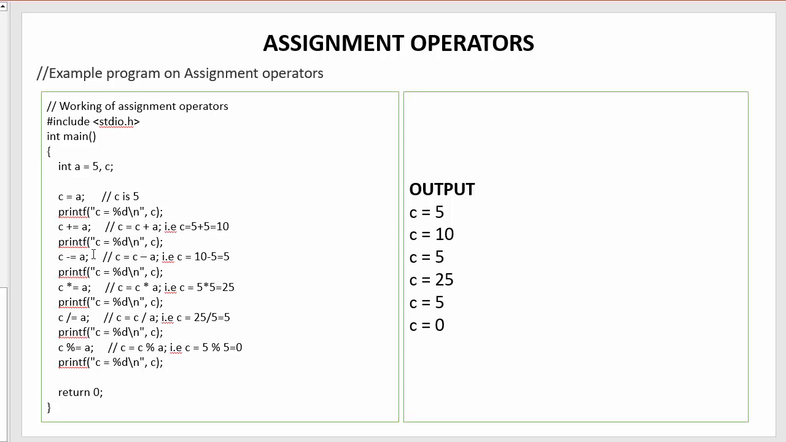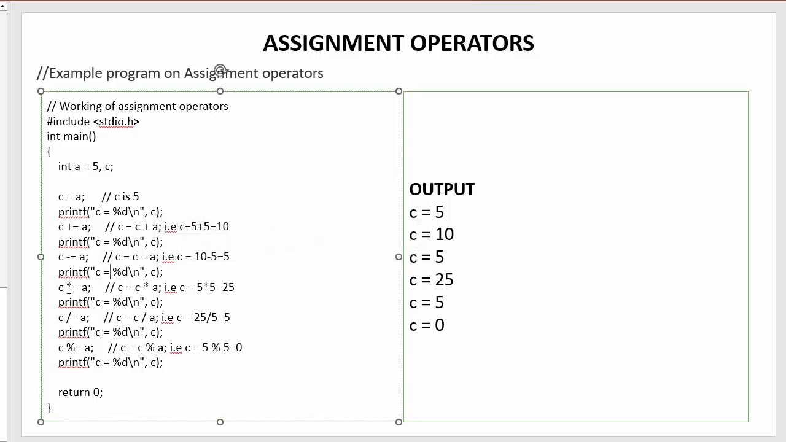Next, c minus equals a, which can also be written in the form of c equals c minus a. So now the value of c in the last expression has changed to 10. So 10 minus a, the value of a is 5. So 10 minus 5 becomes 5, and we have printed the output as 5 here.